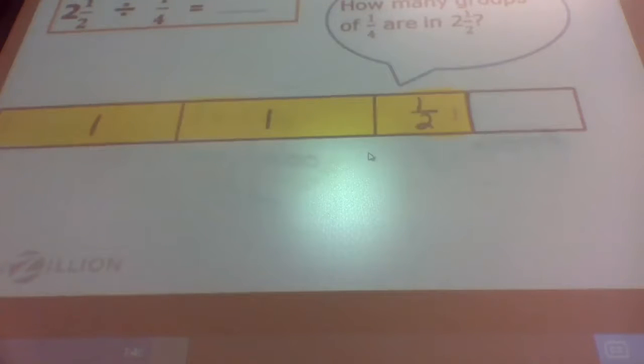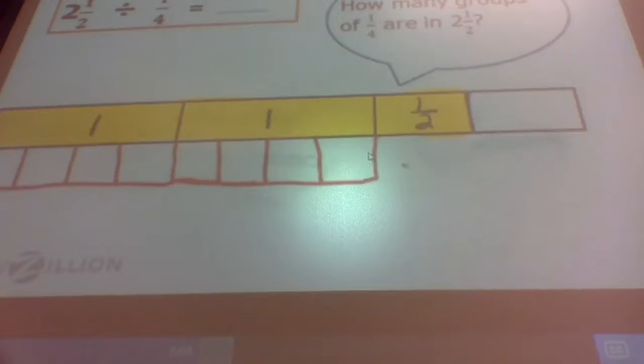Now, to find out how many groups of 1/4 I can get out of that, I'm going to redraw each whole unit below. And this time I want to divide each whole unit into groups of 1/4. So I know when I divide a whole into fourths, I first divide it in half, and then I divide each half in half. Finally, put my last unit here.